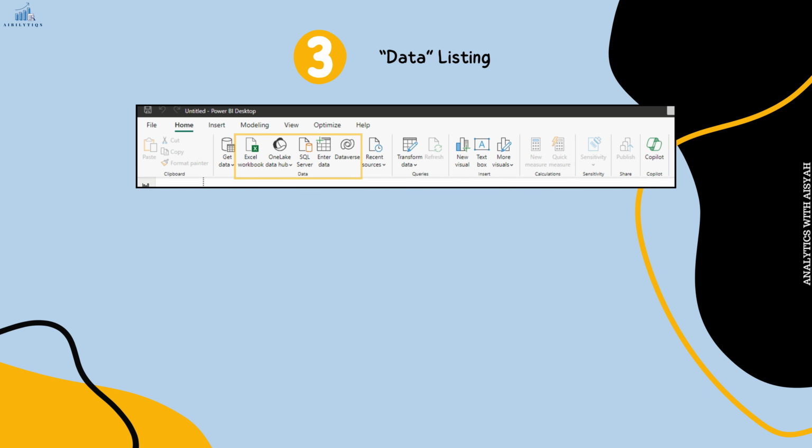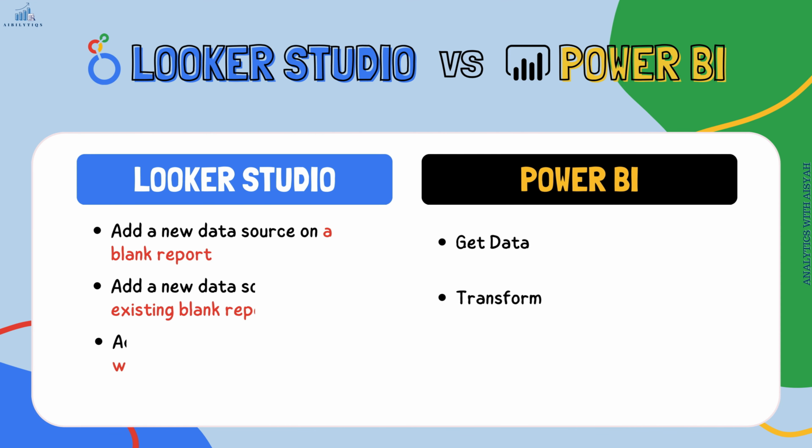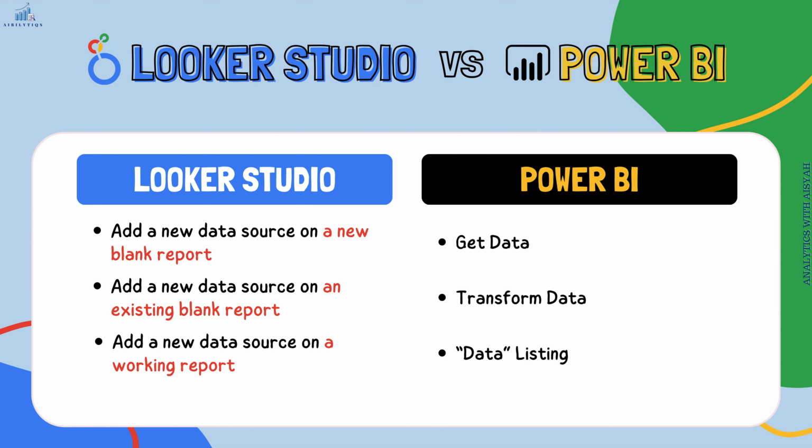And there you have it. 3 simple methods to connect to a new data source in both Looker Studio and Power BI. Let's recap. In Looker Studio, you can add a new data source on a new blank report, an existing blank report, and a working report. In Power BI, you can add a new data source by selecting Get Data, Transform Data, or selecting any of the data sources on the data listing.